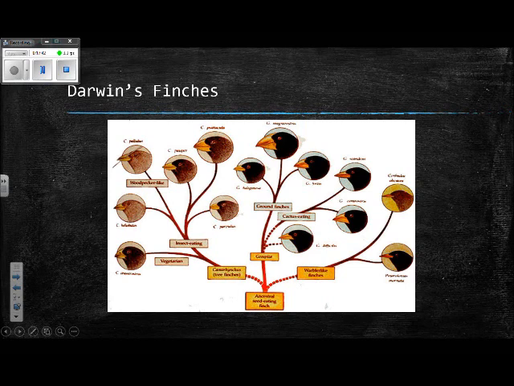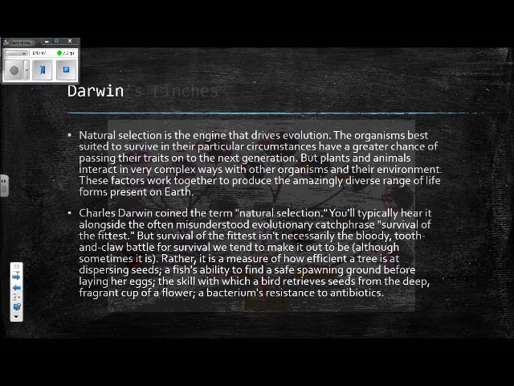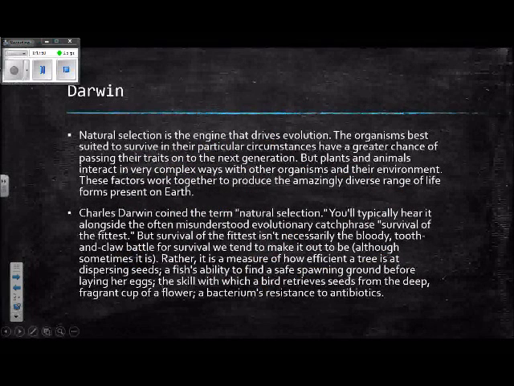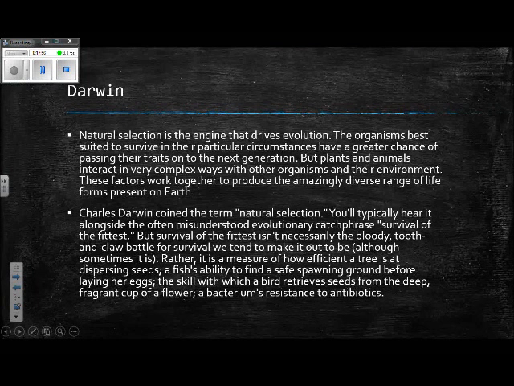All right, Darwin. Natural selection is the engine that drives evolution. Okay, that's really important. Natural selection drives evolution. The organisms best suited to survive in their particular circumstances have a greater chance of passing their traits to the next generation. It's easier for them to have babies because they can live longer in their environment.